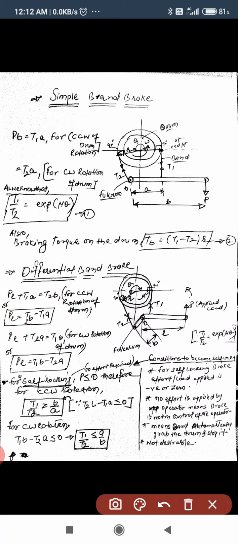When the same thing happens in the clockwise direction, this equation comes.